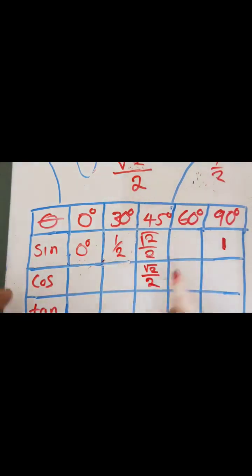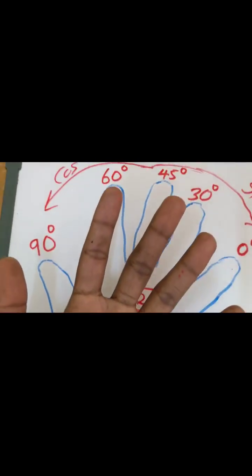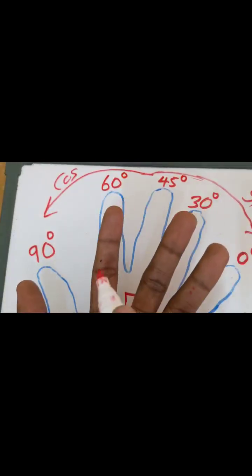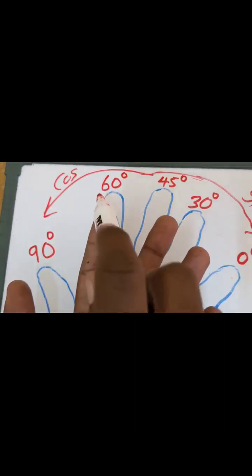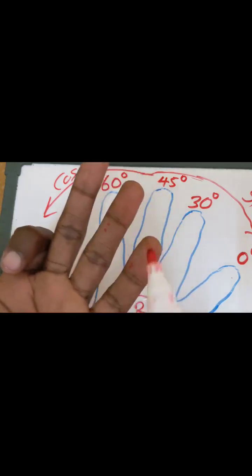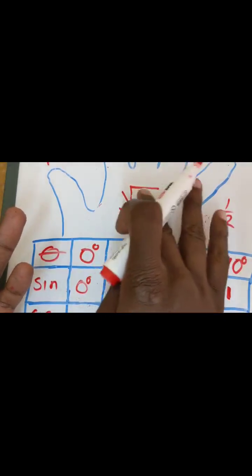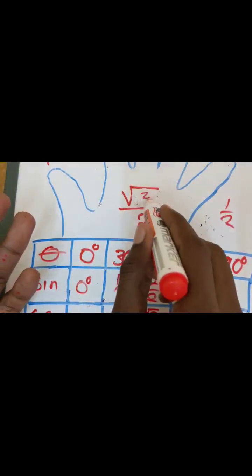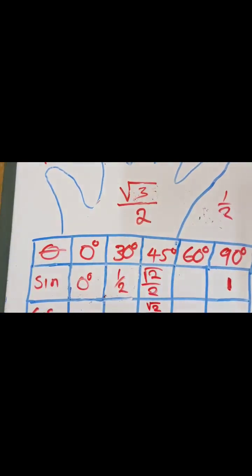So we can find sine 60. Sine 60, it's right here. So this is 60. How many fingers left? 1, 2, 3. So 3, so we write 3 inside. Okay, 3 divided by 3. So the square root of 3, you don't know, it won't give you an exact number, so just put it like that.